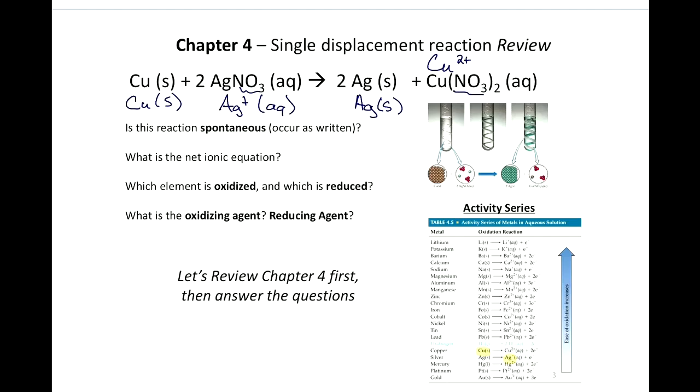And we can also assign oxidizing agent and reducing agent. With those definitions, it's essentially backwards. So whatever is being oxidized is called the reducing agent, because that is what's giving up the electrons to reduce the other species. So in this case, because copper is being oxidized, copper solid is the reducing agent, and then silver plus, because it's being reduced, is the oxidizing agent. So that is all review.